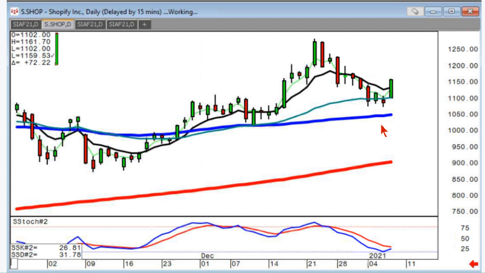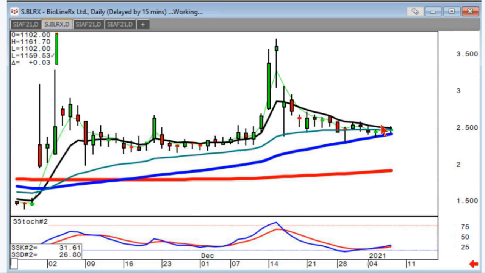Shopify, is this a J-hook setup? Yes. That one I wouldn't be afraid to be buying if you like trading that stock or going after the calls. What is that one? Whoops. That BLRX. Nothing. Nothing until you see a confirmed buy signal.